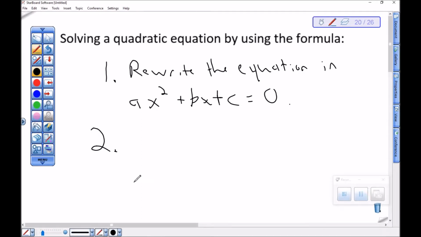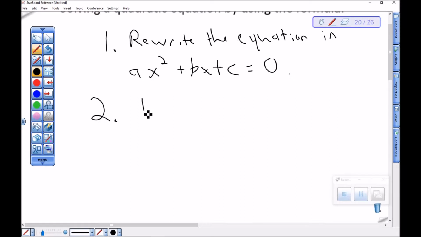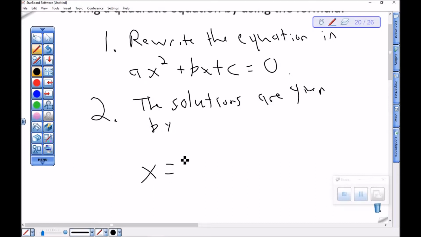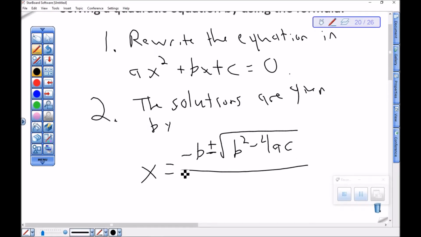Okay, second, you just need to apply the formula. The solutions are given by x equals negative b plus or minus the square root of b squared minus 4 times a times c, all divided by 2a. Okay, once you have it in that ax squared plus bx plus c equals 0 form, you just need to grab a, grab b, grab c, and substitute them into this formula.